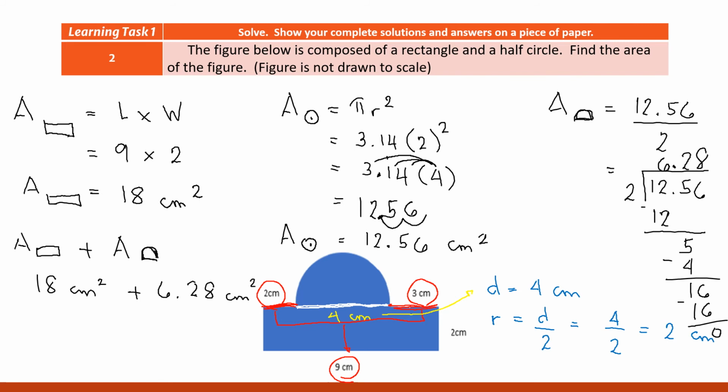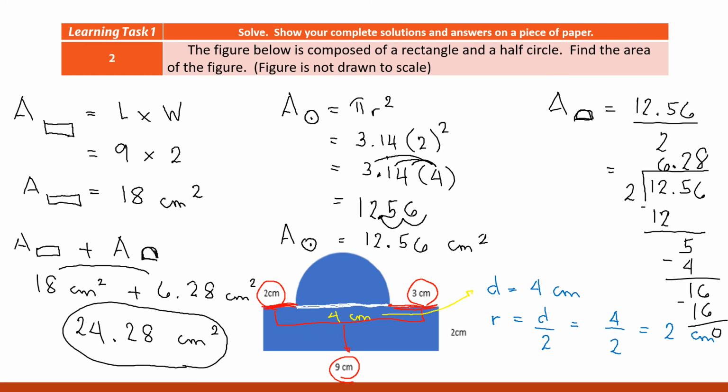So, dahil ito ay whole number, madali lang i-add. 18 plus 6, so the answer is 24. And then copy the decimal part, 28. Ano? So, square centimeter. So, these children, ang tamang kasagutan sa total area nitong figure na ito. Gets? Gets.